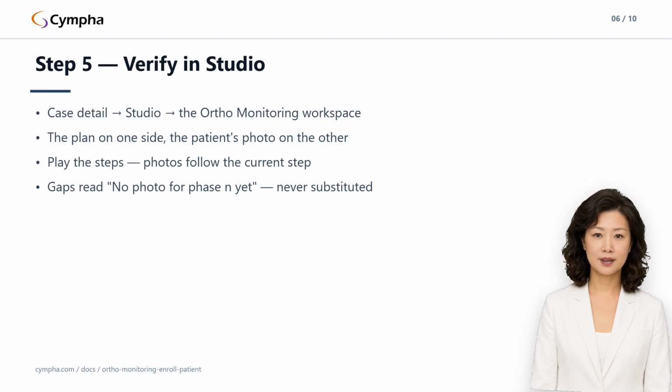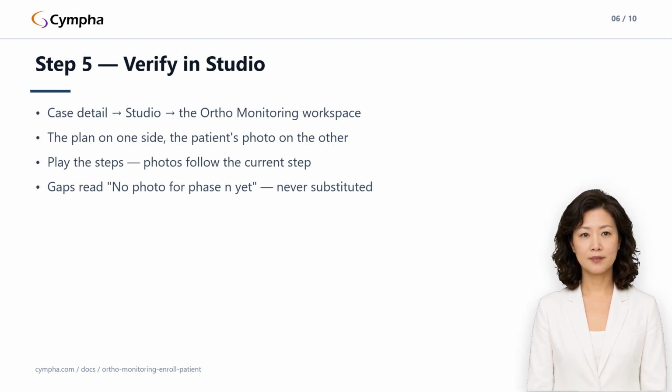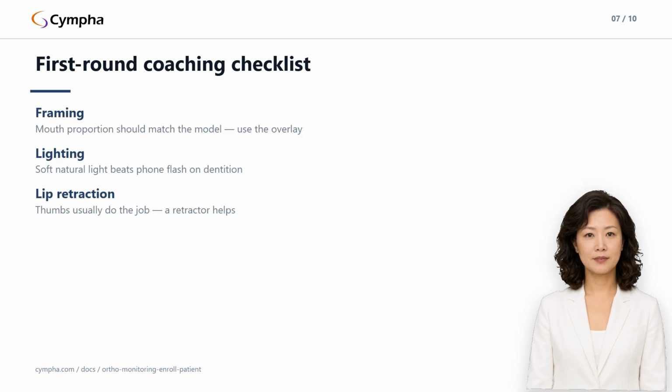Three things to check in that first round, in order. Framing. The patient's mouth should occupy roughly the same proportion of the frame as the 3D model does. If the photo is wildly off-axis, head tilted, mouth too far away, the patient probably ignored the alignment overlay, and a quick note about lining up to the rendered jaws fixes it.